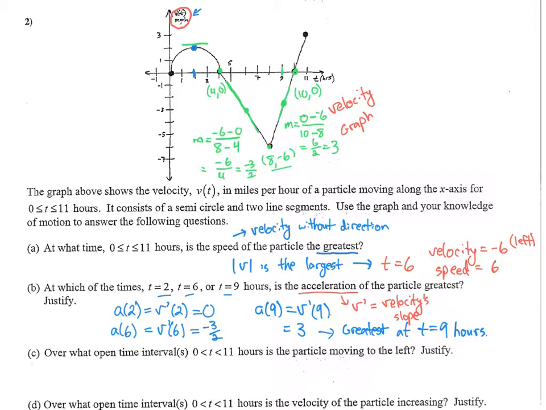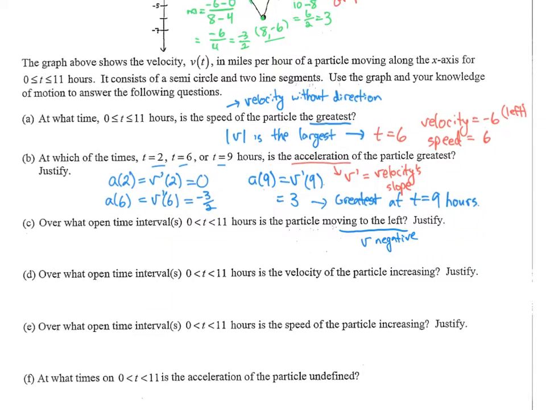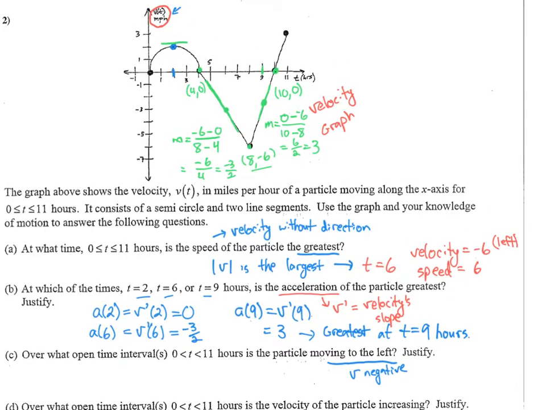All right, let's take a look at the next one. Okay, and then part C is asking us over what time intervals from 0 to 11 is the particle moving to the left. And as we know from before, moving to the left is equivalent to asking where is the velocity negative. And remember, what we have up here is the graph of velocity. So if you look at this graph, where is this graph literally living in the negative area, in the negative land?